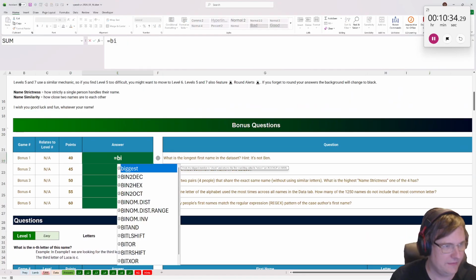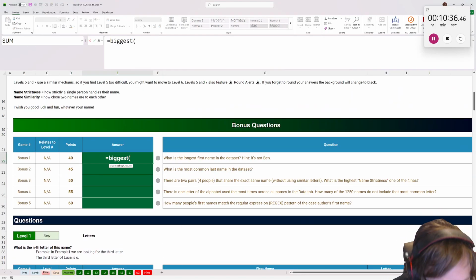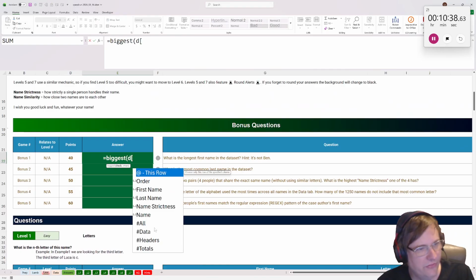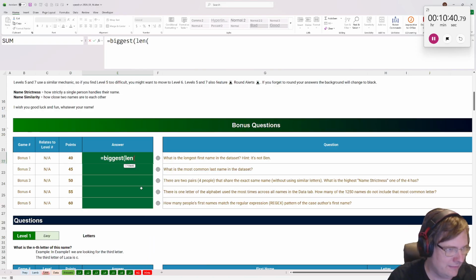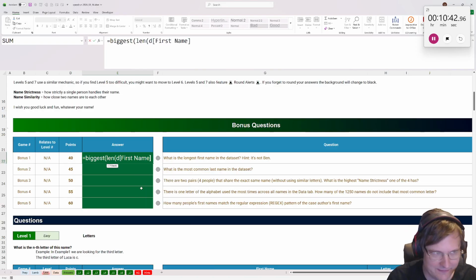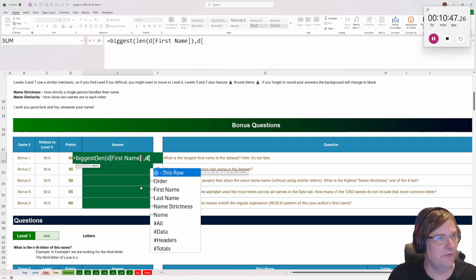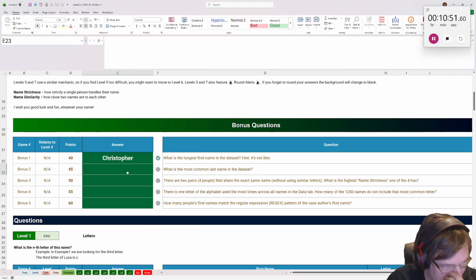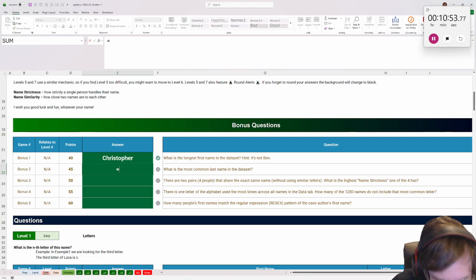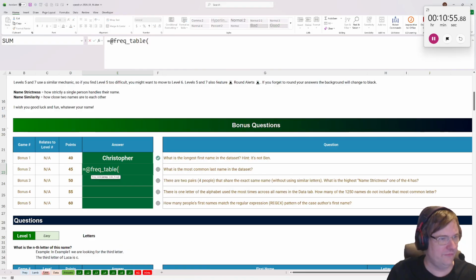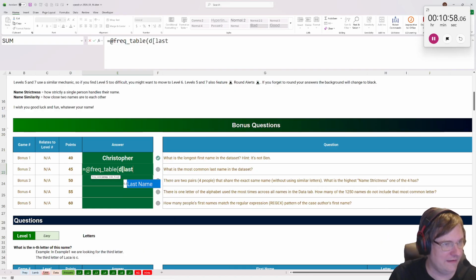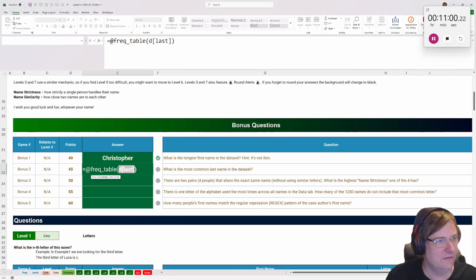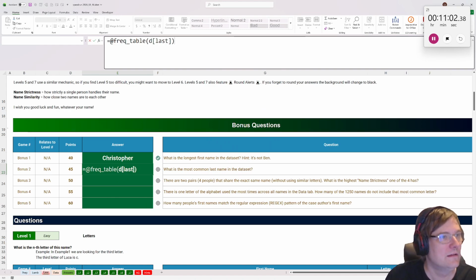So what's the longest name in the data set? My biggest lambda can do that. I'm checking the length of the first name. Hint, it's not Ben. That's the length, and then the returning is on the first name itself, because that's the answer. Most common last name, again, is a lambda, right? So frequency table of the last name, the at just pulls out the most common one, the last name, like that.